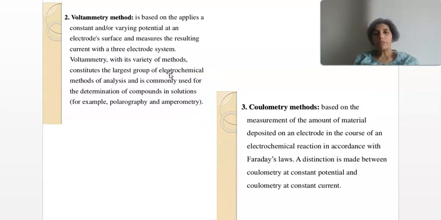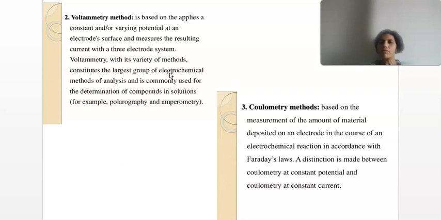Voltammetry method is based on the constant or varying potential at an electrode surface and measures the resulting current with a 3-electrode system. Voltammetry, with its variety of methods, constitutes the largest group of electrochemical methods of analysis and is commonly used for the determination of compounds in solution. Now, this voltammetry we can do in various ways, where we can consider amperometry, polarography, etc. Nowadays, polarography is a little outdated because it uses mercury as one of the electrodes, which is poisonous. We can stick to amperometry majorly.